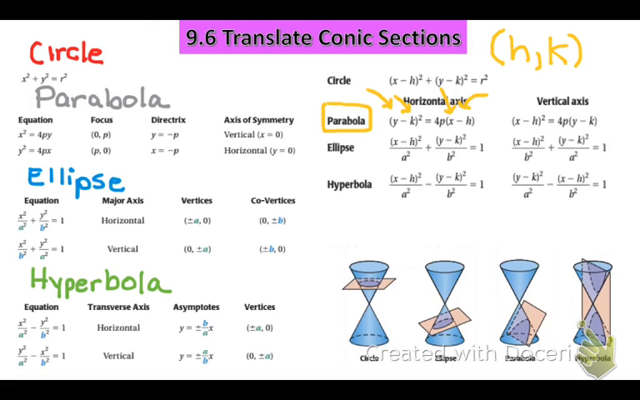The last thing we're going to add to this slide is the focus. When we're working with an ellipse, it's going to be c squared equals a squared minus b squared. And when we're working with a hyperbola, it's going to be c squared equals a squared plus b squared. We'll need that depending on the information our questions give us.